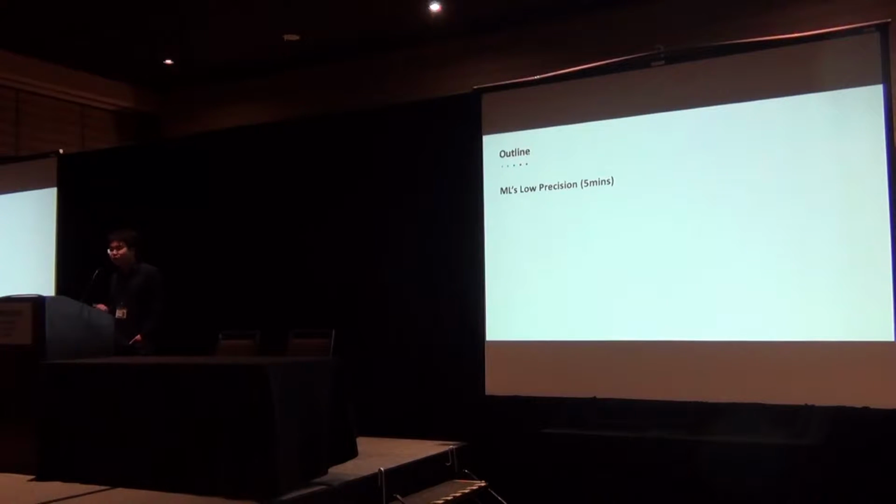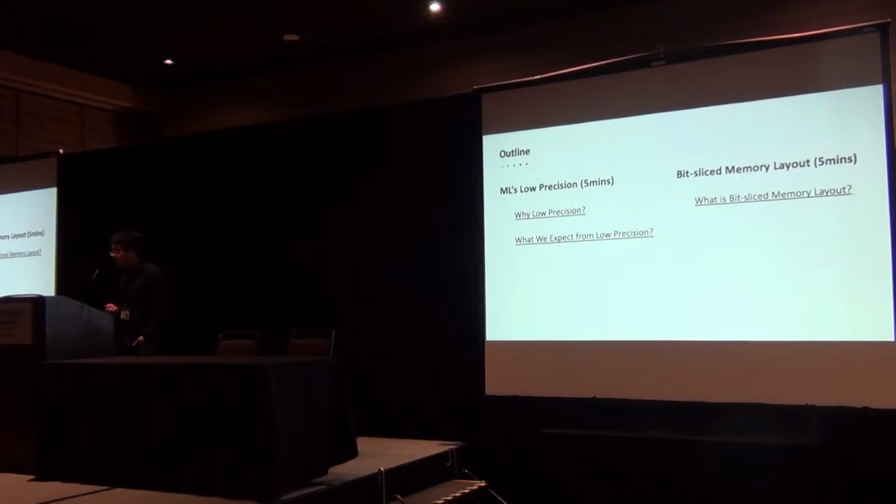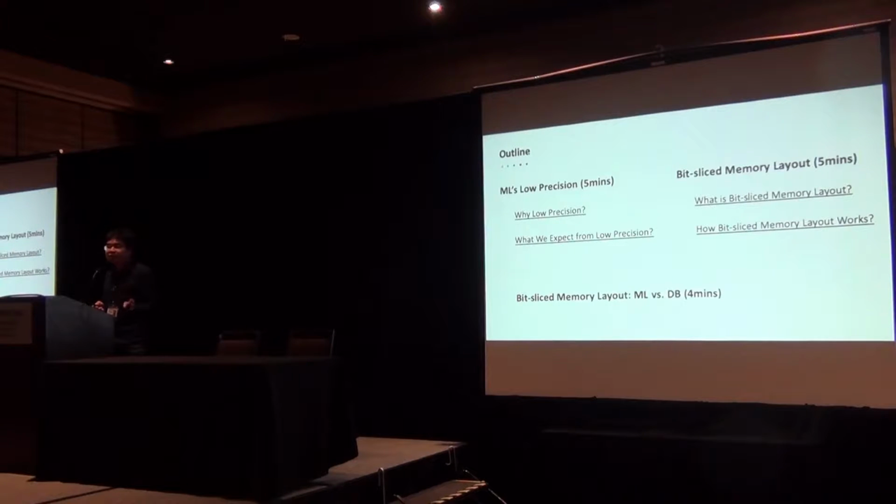Here's the outline. First, I will talk about low precision: why we need low precision, and what we expect from low precision. Then I will talk about the bit serial memory layout: what the bit serial memory layout is, and how it performs. Lastly, I will compare machine learning with database and the bit serial memory layout, and explain why the bit serial memory layout is better for machine learning.